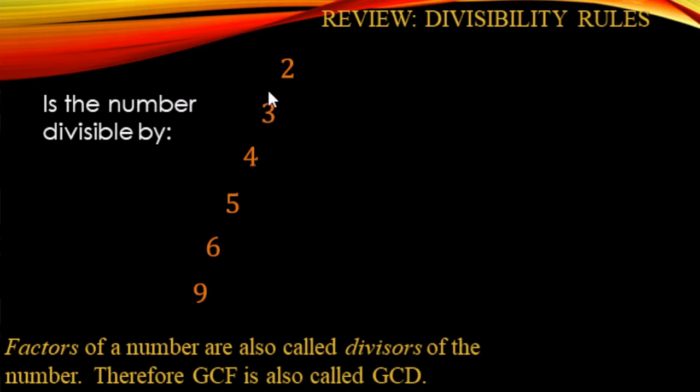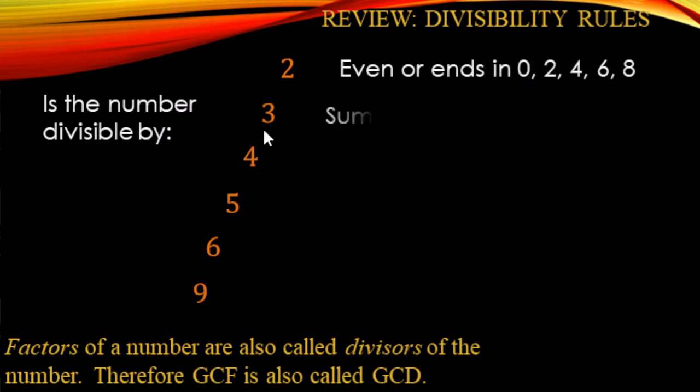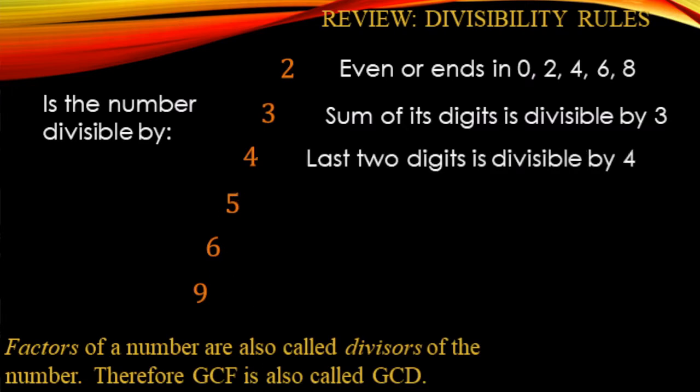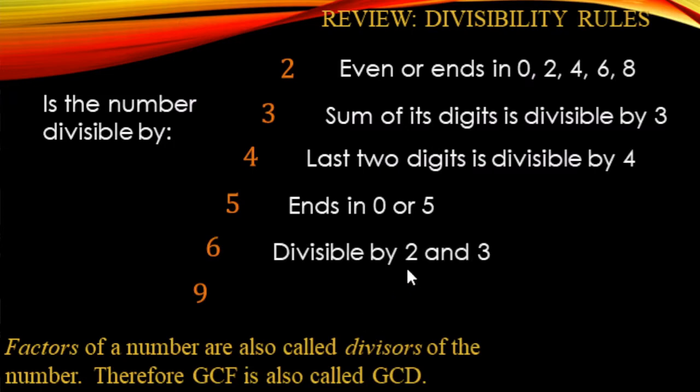So how do you know if something is divisible by 2? It's even. In other words, it ends in 0, 2, 4, 6, 8. Threes. This is where you add up all the digits, and if the sum of the digits is divisible by 3, so is the number. Fours. We just look at the last two digits. If the last two digits are divisible by 4, so is the whole big number. For fives, ends in a 0 or a 5. For sixes, it's even, and if you add up all the numbers, the sum is divisible by 3.